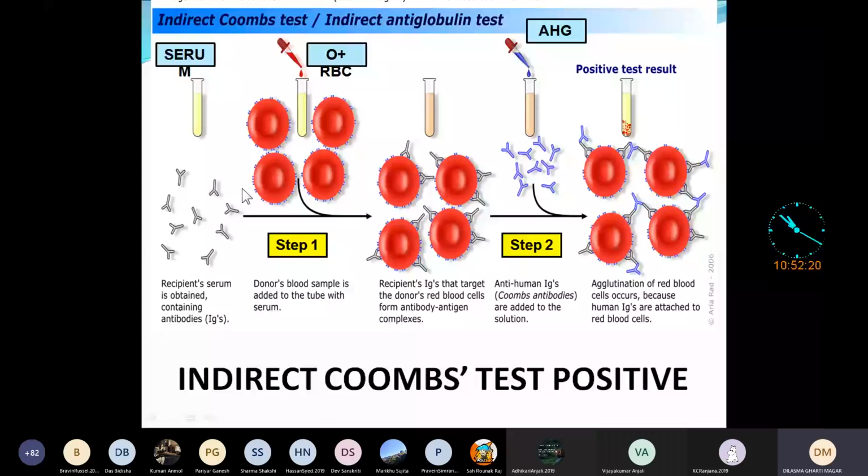In the next step you can see the antibodies in the center, attached on the RBCs, but the RBCs are not showing clumping. So we have to identify whether the test is positive or not. We add the anti-human globulin, and after adding it, the RBCs join together and we can see the clumping with our own eyes. If it shows clumping of the RBCs, the indirect Coombs test is positive. Clear with this picture?